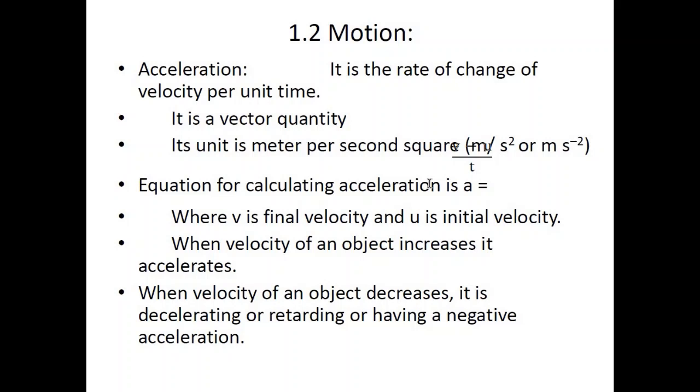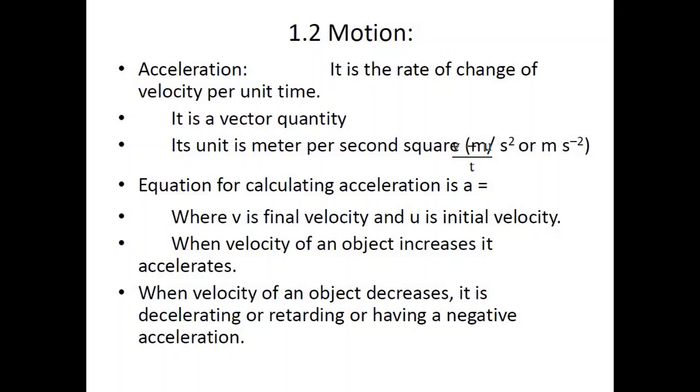Now that we have discussed speed and velocity, we need to know what acceleration is. Acceleration is simply the change in velocity per unit time. As it is calculated from velocity, acceleration is also a vector quantity. Its unit is meter per second squared, or m s^-2, meaning meter, second inverse raised to the power of a square. The equation for calculating acceleration is a equals v minus u upon t.